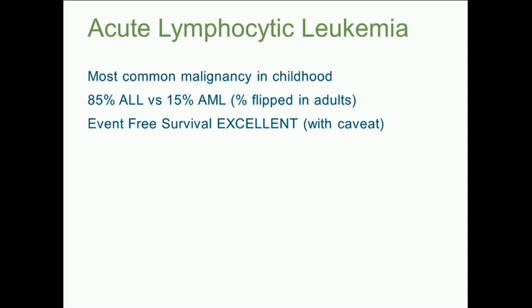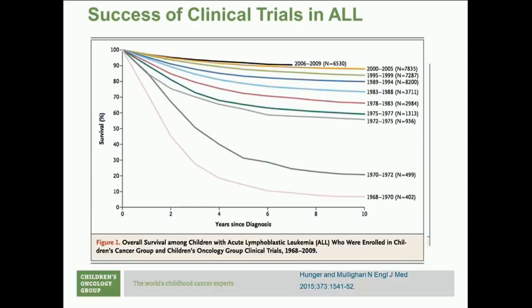It's the most common malignancy in childhood. And remember that for pediatrics, 85% of all leukemia is ALL and 15% is AML, acute myelogenous leukemia. And it's actually exactly flipped in adults, so more adults get AML than they do ALL. And for children, the event-free survival is excellent, but with a caveat. So this is why I love being a pediatric hematologist oncologist.